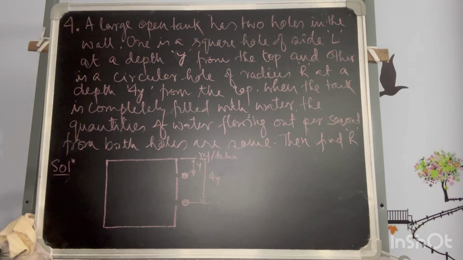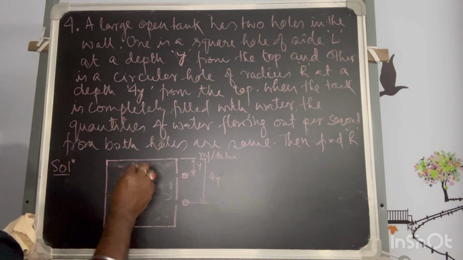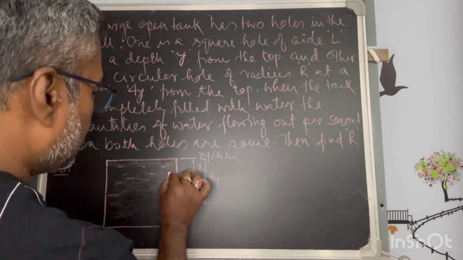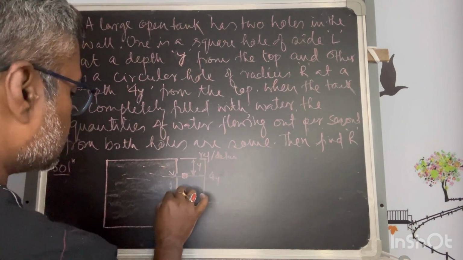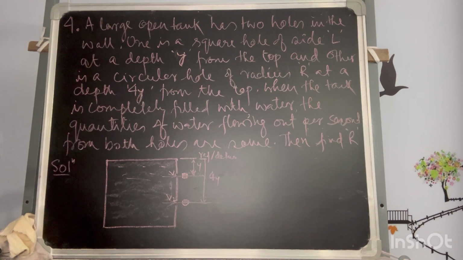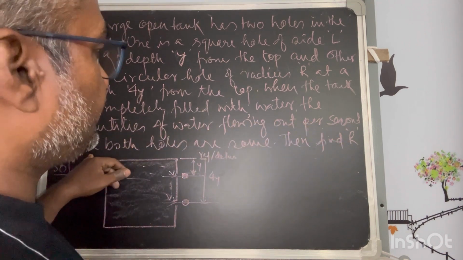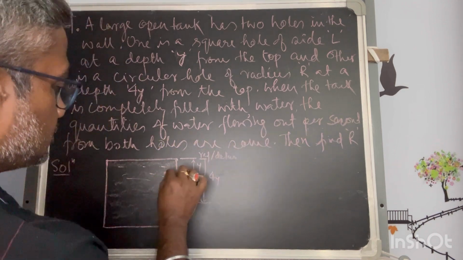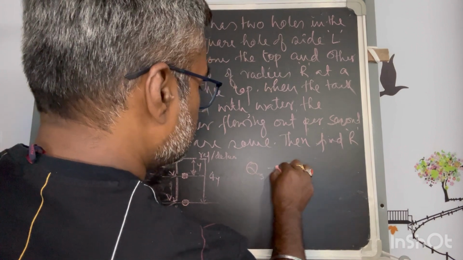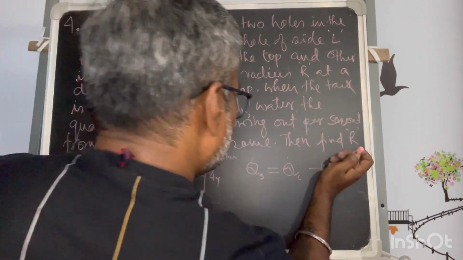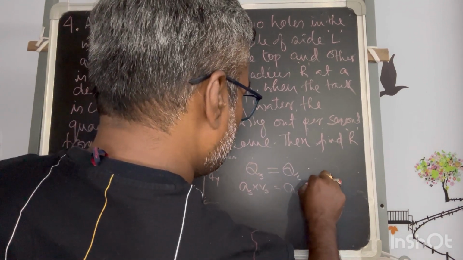So when the tank is completely filled with water, the water will come out through the holes and get some velocity. Let's say this is V1, this is V2. The quantities of flow out per second from both the holes are the same. So Q square and Q circle are the same as per the condition. This is my first equation. Let me elaborate: the cross section of the square into the velocity of the square is the cross section of the circle into the velocity of the circle.